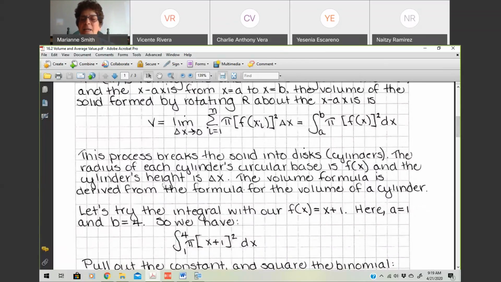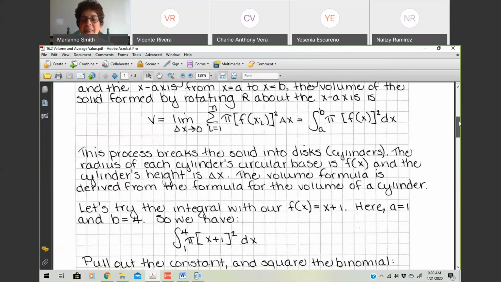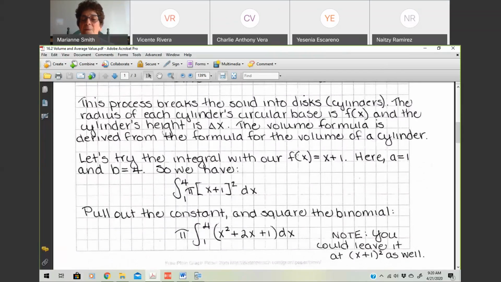So again, I'm explaining where all these pieces are coming from, but I've already done that, so I'm not going to do it again. If you wanted to find the volume of a cylinder, you take the area of its circular base, and then you multiply it by its height, and the height is the dx part. So let's try it with our formula. Our f of x was x plus 1, so I'm putting that in here for f of x. Here's the pi that's part of the formula, and I'm putting a equals 1 and b equals 4 in my integral bounds. Now, pi is a constant, so you can just pull it through the integral.